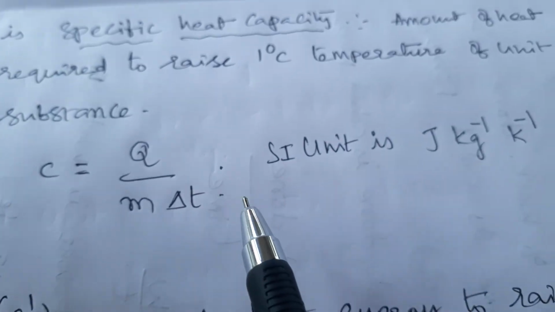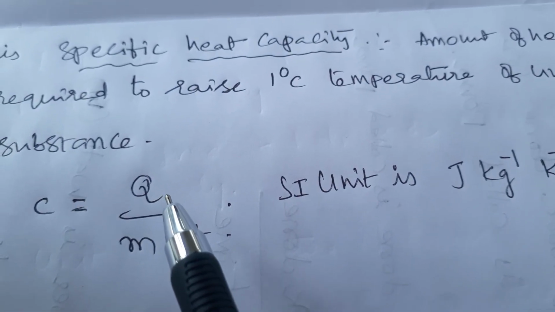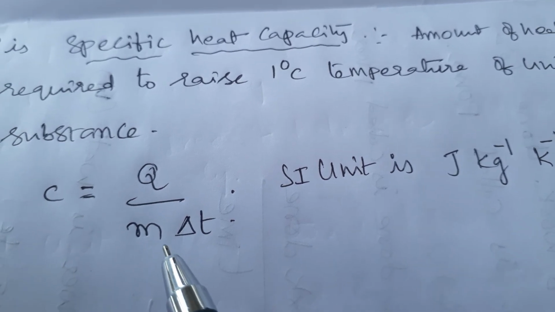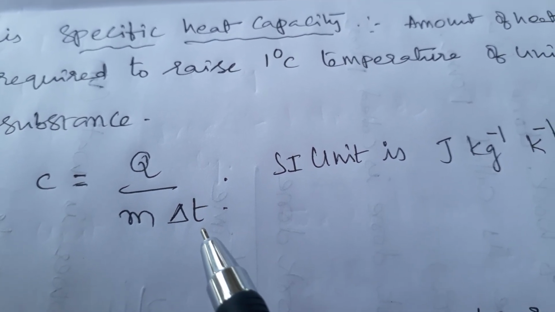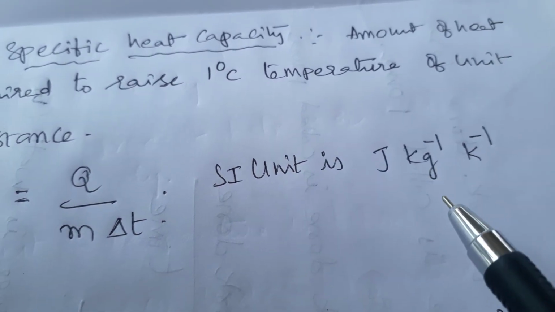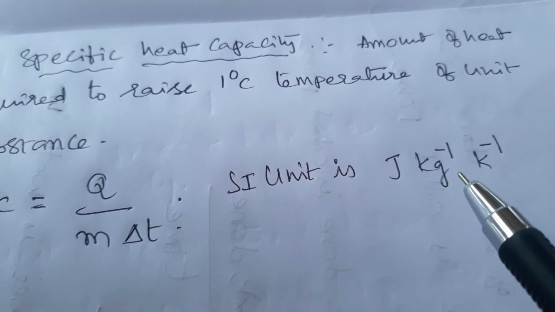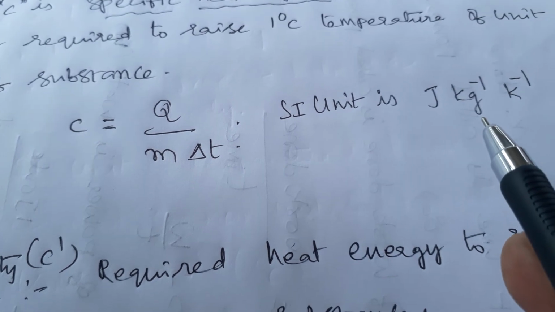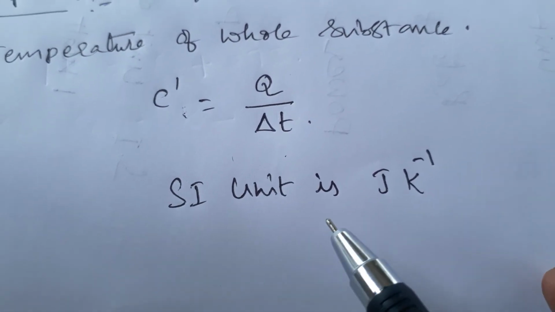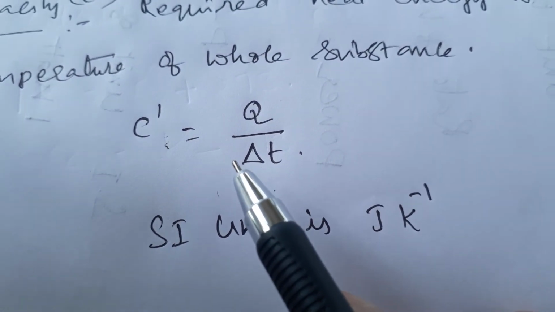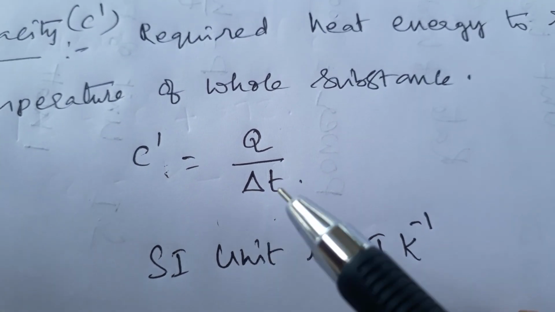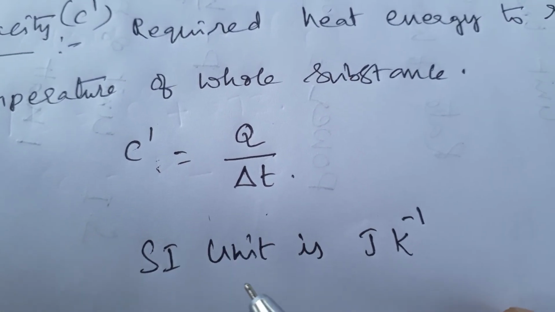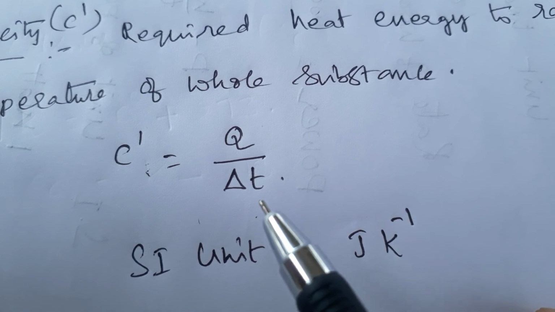The SI unit of specific heat, as per the formula, is joule per kg kelvin, or joule kg minus 1 kelvin minus 1. Heat capacity is independent of mass, for the whole quantity whatever the mass, so its SI unit is joule per kelvin.